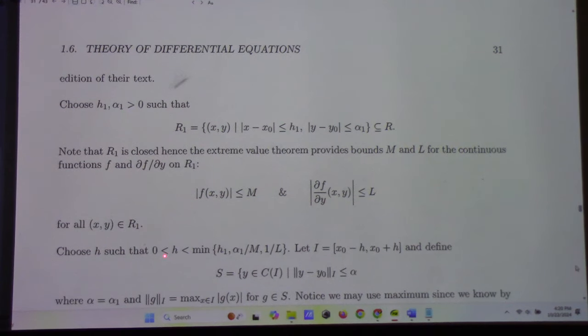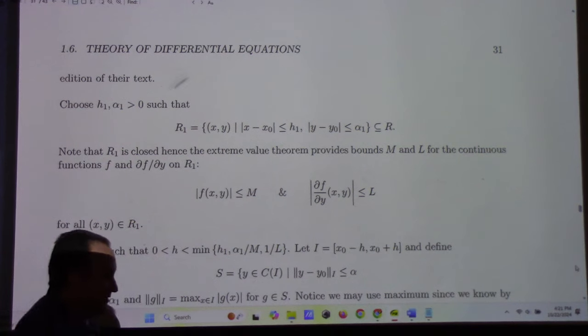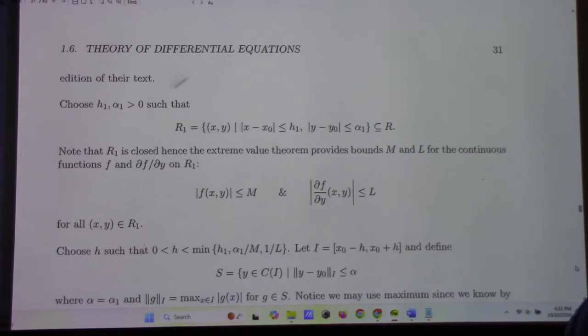So with this, h has three things going for it. It's less than h1, which puts you up in this closed rectangle and makes these estimates hold, right? It's less than alpha 1 over m, which, whatever that means. Let's just go on here. So our S is going to be that. We're going to claim that T is a contraction on S so constructed. And we're using the max norm here again.